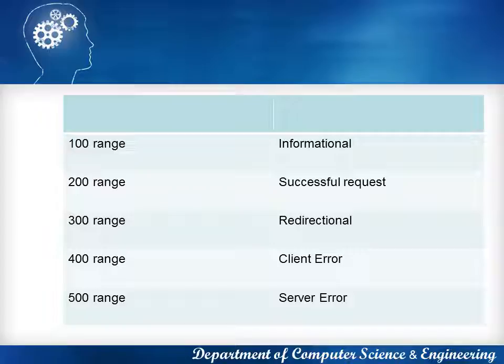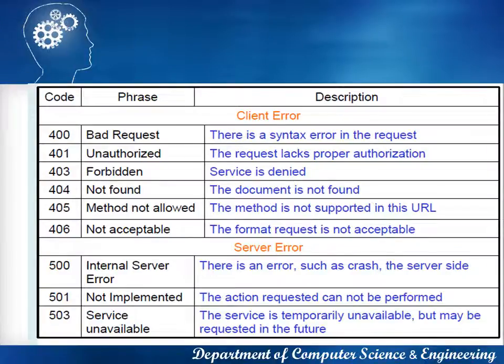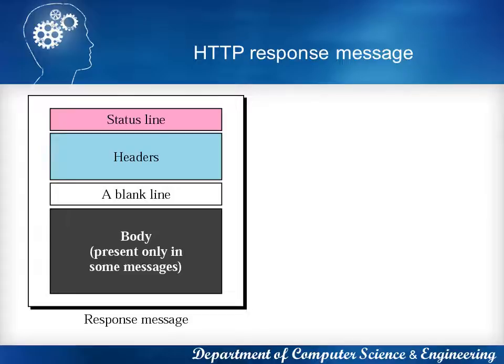In total, 5 series are available. Series 1 is informational. Series 2 talks about successful requests. Series 3 talks about redirection. Series 4 talks about client errors. Series 5 talks about server errors. These are the response messages and status codes of the first series, second series, and third series, and this is for the 5 series.